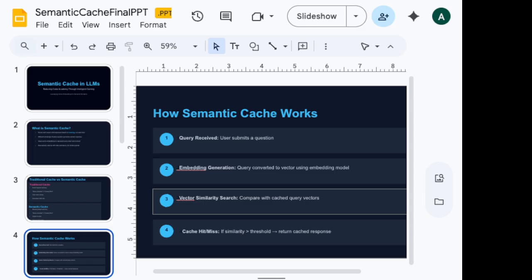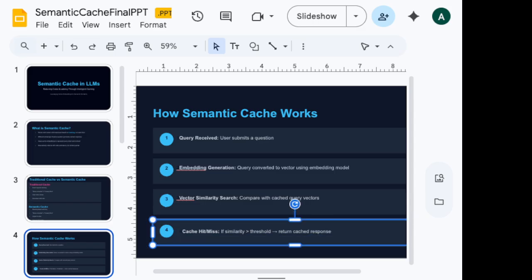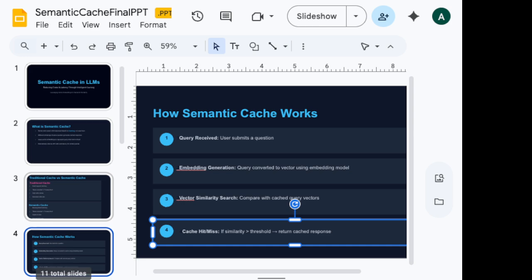The combination of both creates a vector, and hence we do the vector similarity search for the forthcoming questions, and that determines whether it will be a cache hit or cache miss. If the similarity, as defined by the rule engine, turns out to be greater than the threshold, it means we get a cache hit and we give the response from the cache itself.